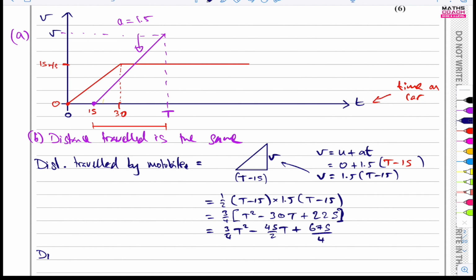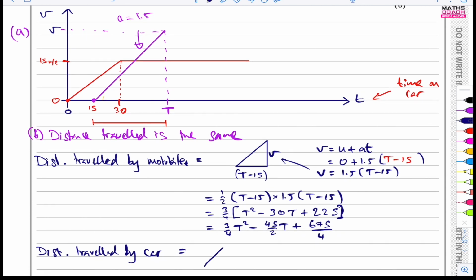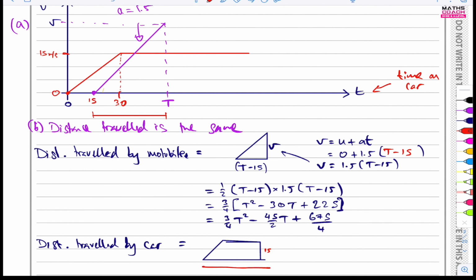And then if we work out the distance traveled by the car, it's going to be the same distance. And if we draw the graph for the car, what shape do we get? Yeah, we get a trapezium. So the height of the trapezium is 15. The base of the trapezium from here to here is capital T. And the top bit here, what's this bit? Yeah, so it'd be t minus 30, not 30 minus t. The t is bigger than 30.